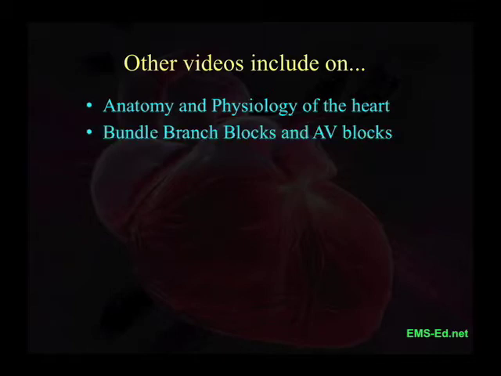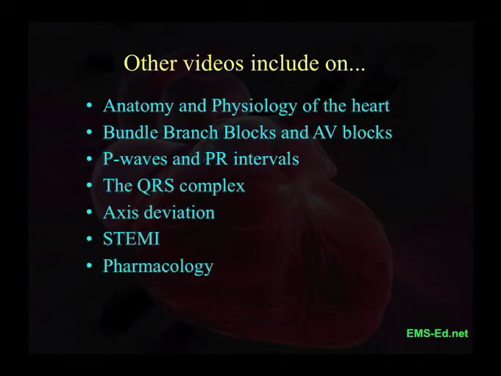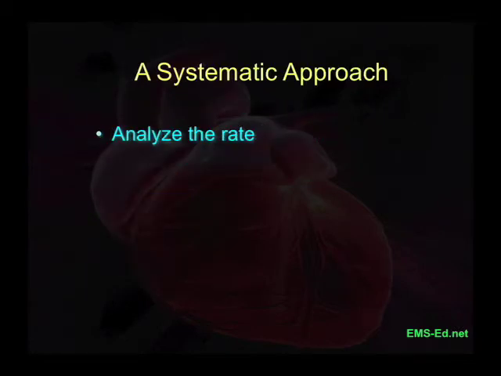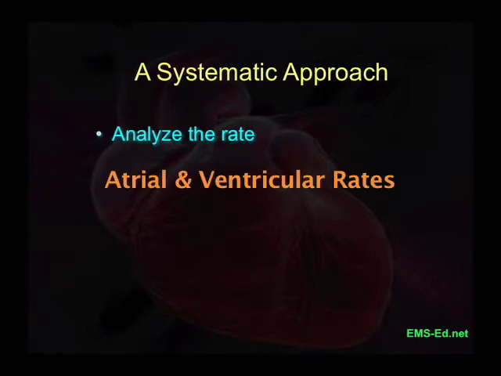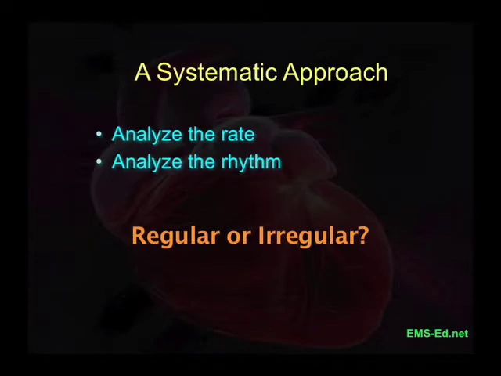Other videos include bundle branch blocks and AV blocks, P waves and PR intervals, the QRS complex, axis deviation, STEMIs, pharmacology, and lots more. Our approach to EKG interpretation should always be a systematic one. We should consider and analyze the rate of the atria, the rate of the ventricles. Analyze the rhythm. Is it regular, regularly irregular, or irregularly irregular?